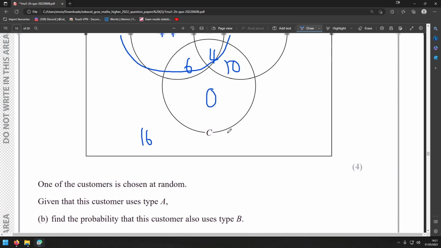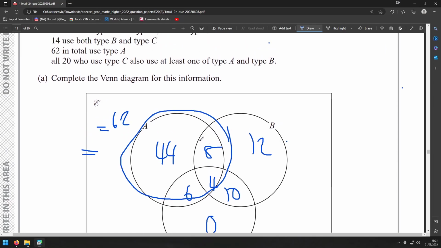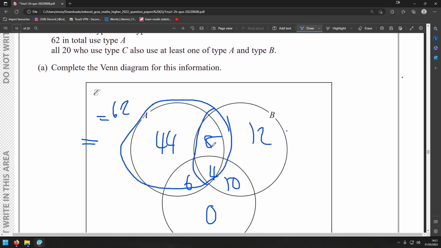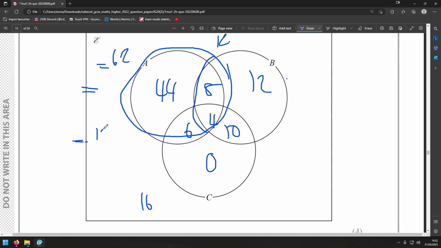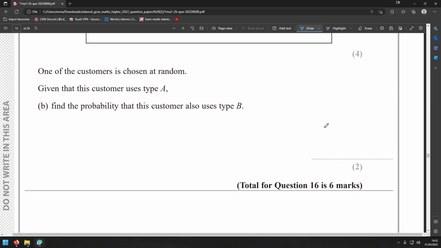And in this question specifically, we're looking at the probability that this customer uses type B. So the probability that this customer uses type B is 12. And as a fraction, this would be 12 out of 62, which we don't have to simplify, but if you want to simplify, it's 6 out of 31. And that's it.